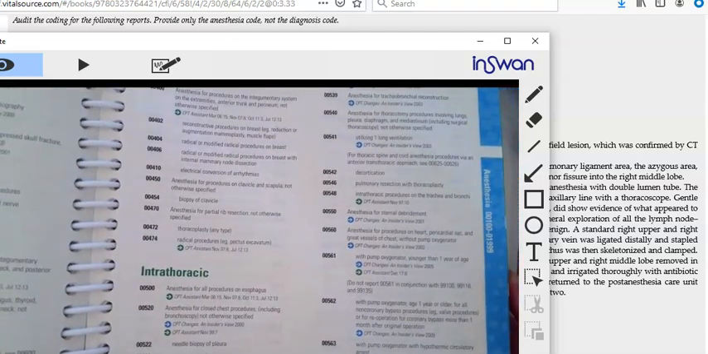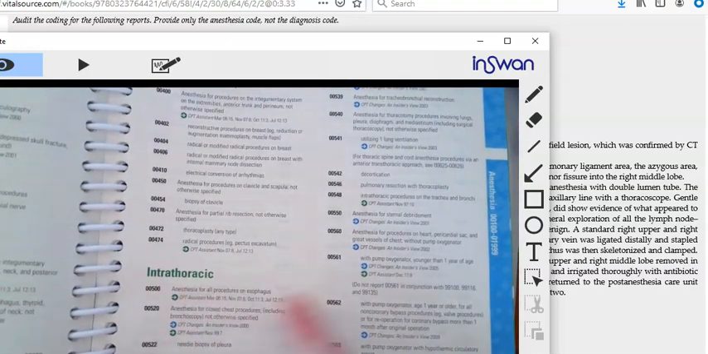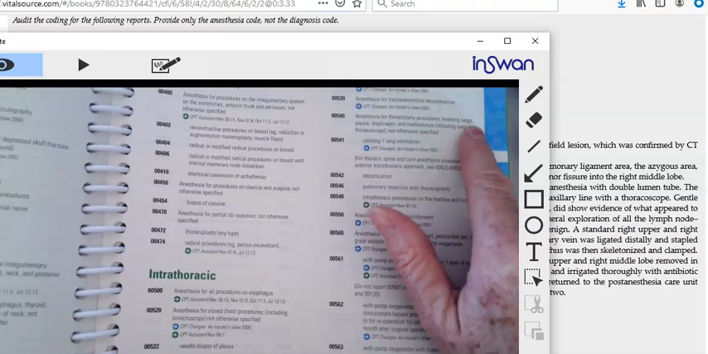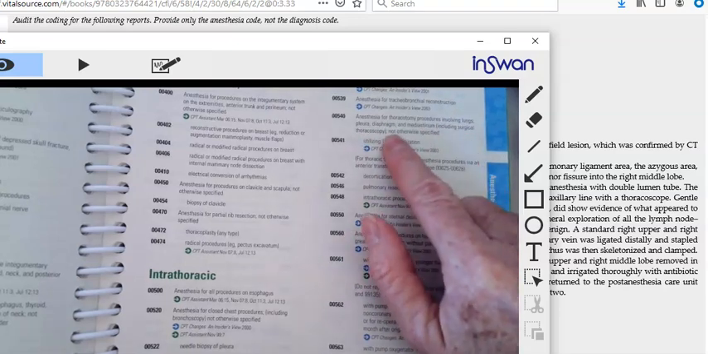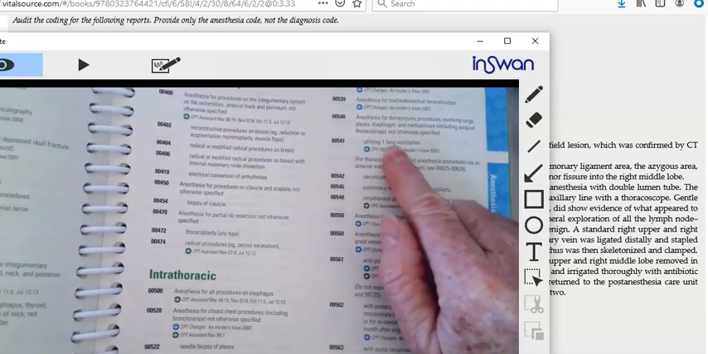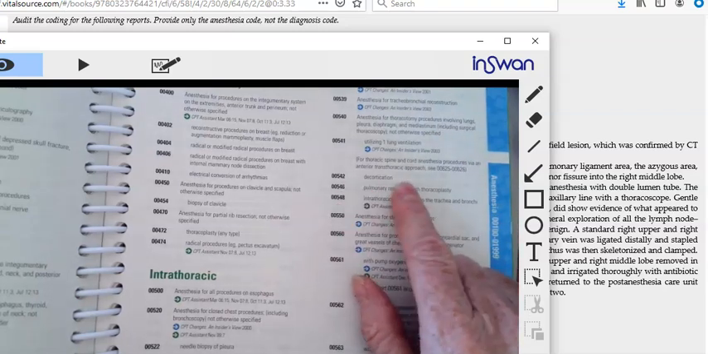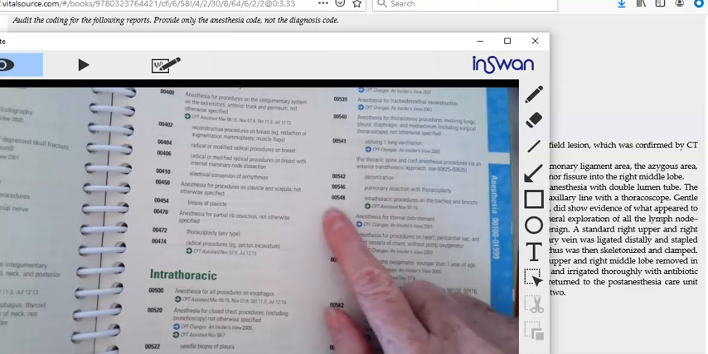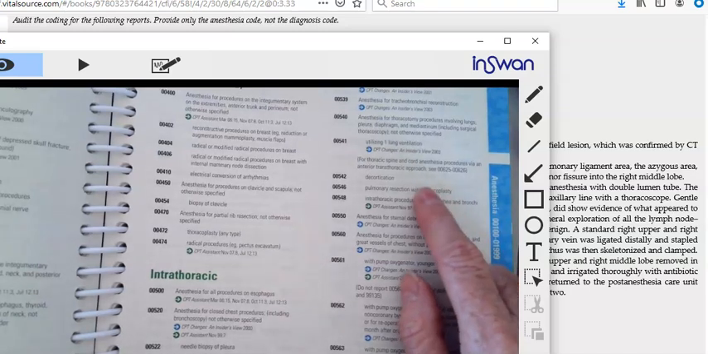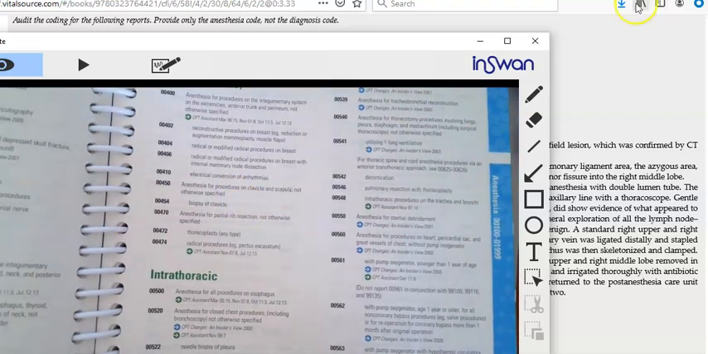Remember, anesthesia is always classified by anatomical areas and then the procedure. So intrathoracic is correct. And then if we go back to the anesthesia for thoracotomy procedures, we know that's correct, involving lungs, pleura, diaphragm, and mediastinum, not otherwise specified. Well, we wouldn't want that one. 00541, utilizing one lung ventilation. 00542 is decortication, and then 546 is the one we had. 548 is intrathoracic procedures on trachea and bronchi. So that would not apply. We know that doesn't apply. So decortication or one lung ventilation are the choices we have.